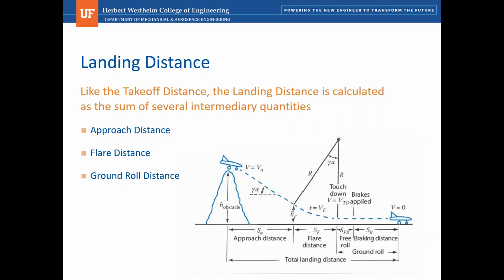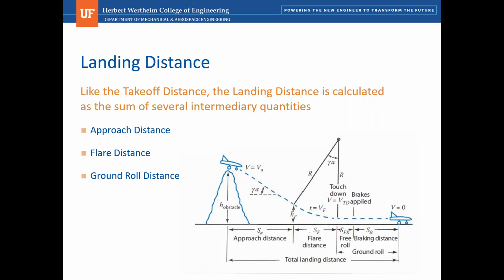And then the next thing we had to ensure was that our landing distance would also fit within the same 4,000 feet, 50-foot obstacle constraints. In order to find this, the approach distance is basically the amount of horizontal space we need to clear the obstacle on our approach angle. Then our flare distance would be about the equivalent of the transition distance from the takeoff.